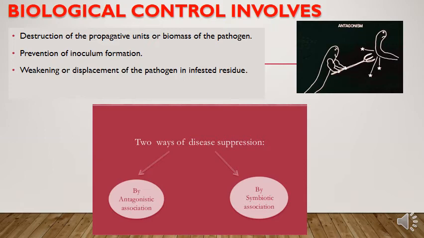We apply biological control in two ways: by direct antagonism against the pathogen, or indirect effect on the pathogen. Both ways depend on destruction of the propagative units or biomass of the pathogen, prevention of inoculum formation, and weakening or displacement of the pathogen in infested residue.